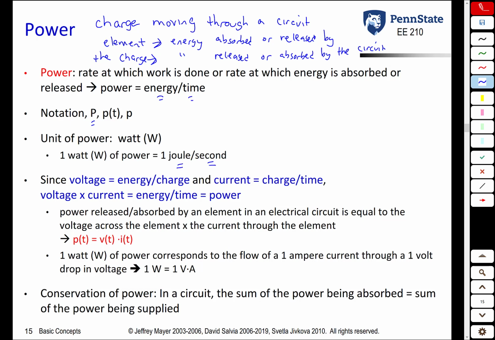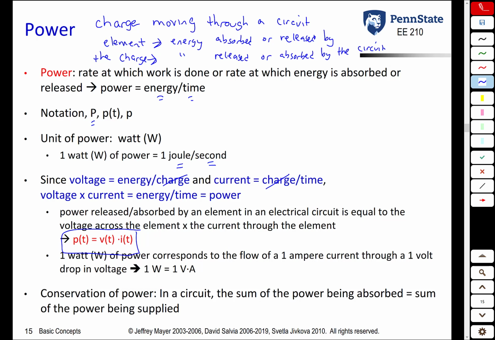Now let's think of how that relates to voltages and currents. Voltage is energy per unit charge. Current is charge per unit time. So if you multiply voltage times current, basically these charges cancel each other out and you get energy per unit time, or power. And this gives us an important relationship between voltage and current in a circuit. The power released or absorbed by a circuit element in an electrical circuit is equal to the voltage across the element times the current through the element. P of t is v of t times i of t.